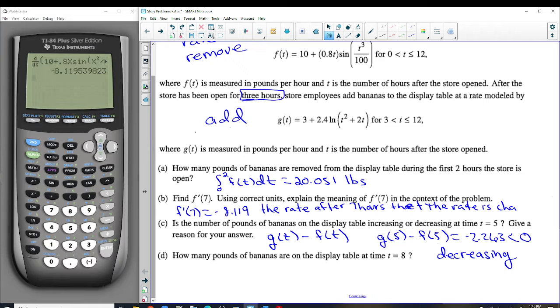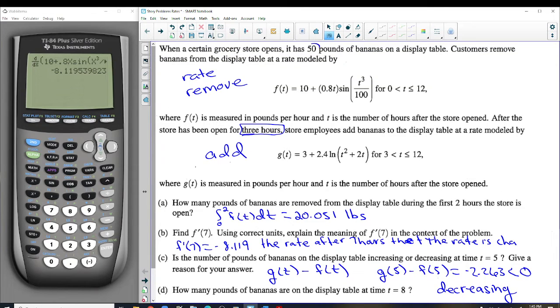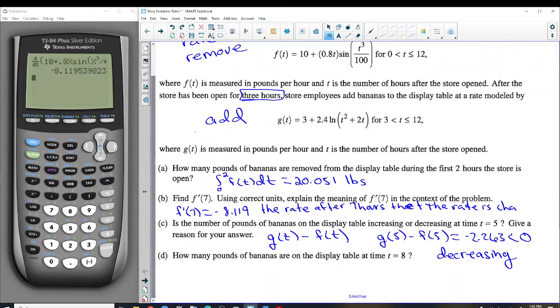How many pounds of bananas are on the display table at time t equals 8? Now this one's a little tricky. First of all, we got to use the initial value. All the way back up here, it says initially we have 50 pounds, 50 plus, and then we're going to add, but we're going to add after 3 hours. So I think this piece would be tricky in that you have to go 3 to 8 instead of 0 to 8, because you don't start adding right away. So g of t dt, and then we remove, so that's minus.